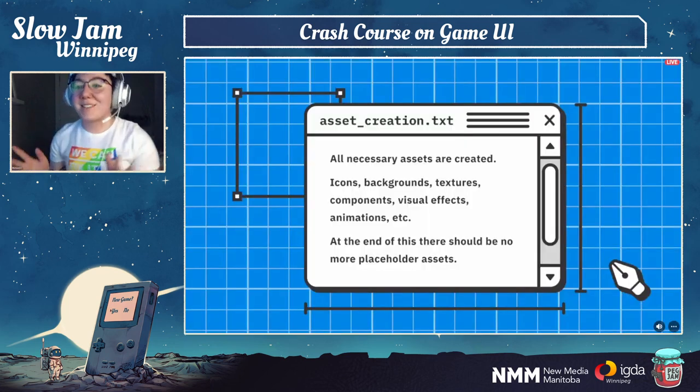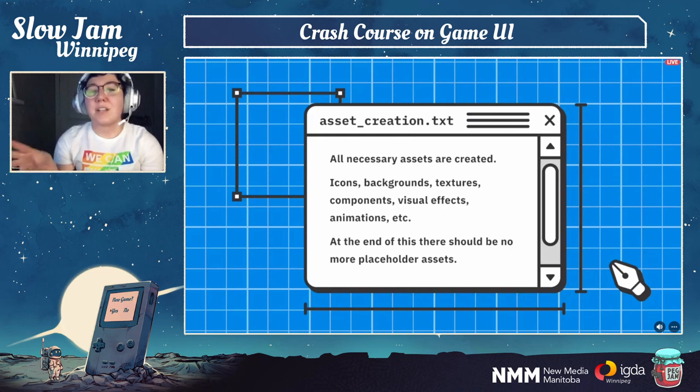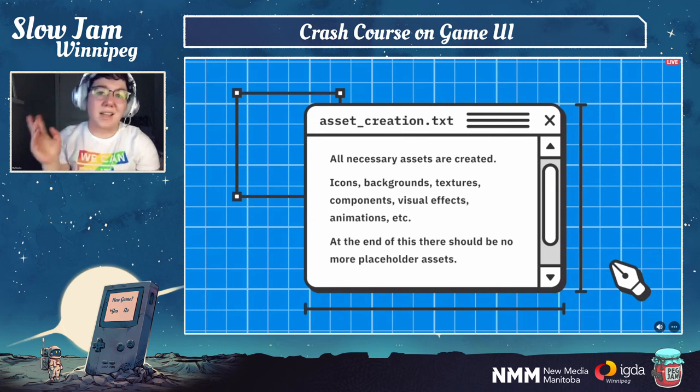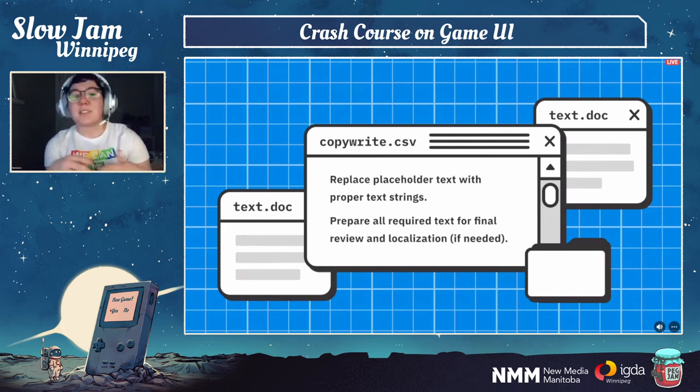I have nothing else to say about this step other than it's magic, because this is not the part that I would be doing or know much about. And then in tandem with the code support step is asset creation, since all the final assets aren't needed for the programmers to do their thing. All necessary assets are created: icons, backgrounds, textures, components, visual effects, animations, you name it. At the end of this, there should be no more placeholder assets. And there might even be a spreadsheet listing all the assets that will be needed, which the game designer and the UI designer will work together to figure out.